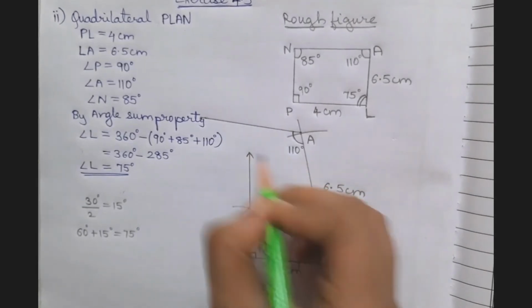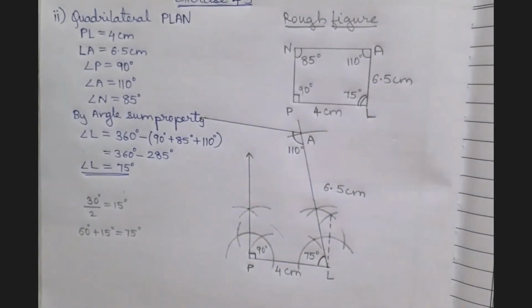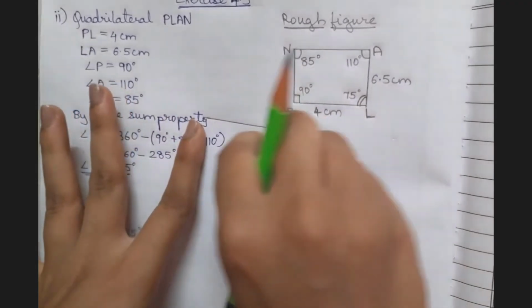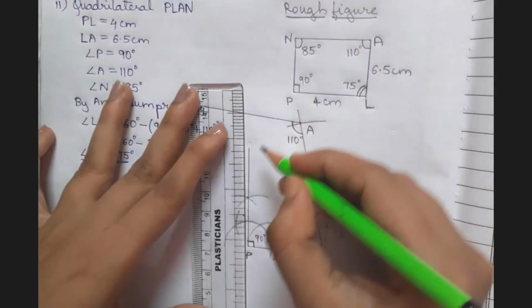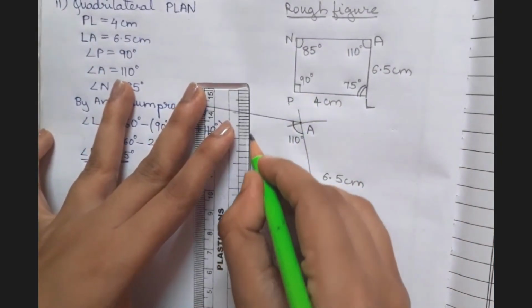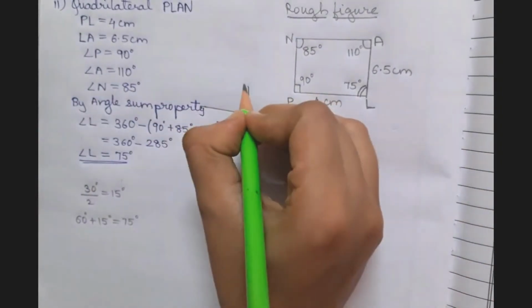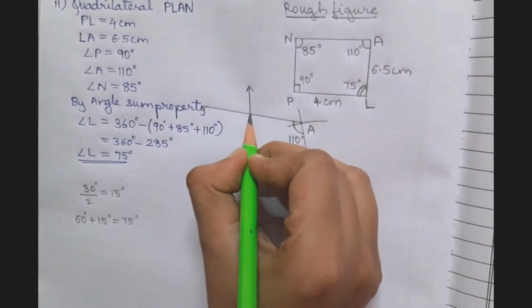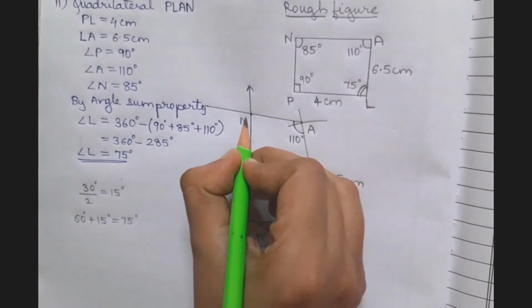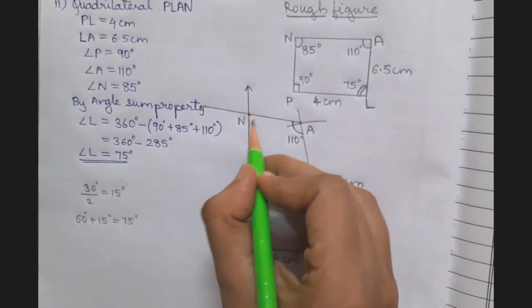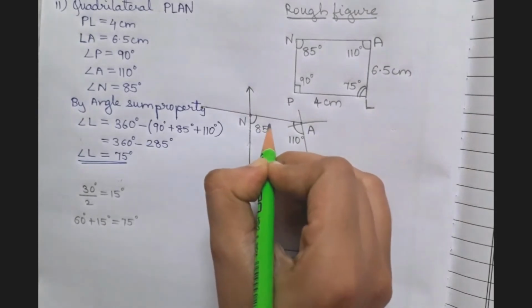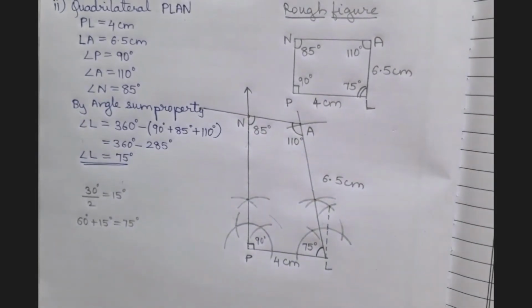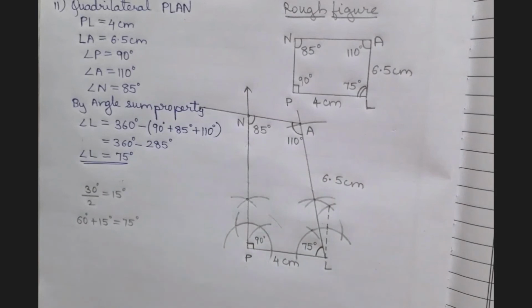And these two lines are not intersecting each other. So erase this arrow and just increase this line. So now this point of intersection is a point N. And if you calculate, this measurement will be 85 degree. So this will be 85 degree. So our quadrilateral PLAN is ready. This is the required figure.